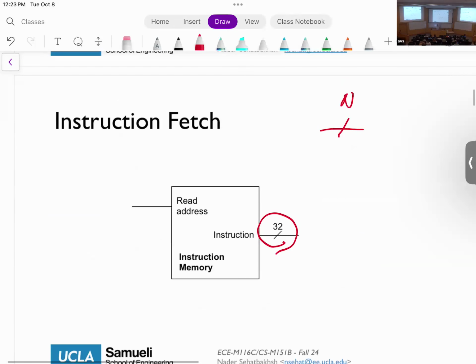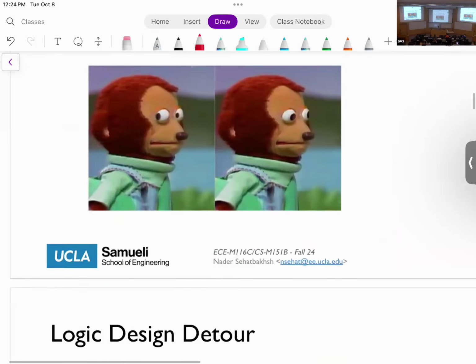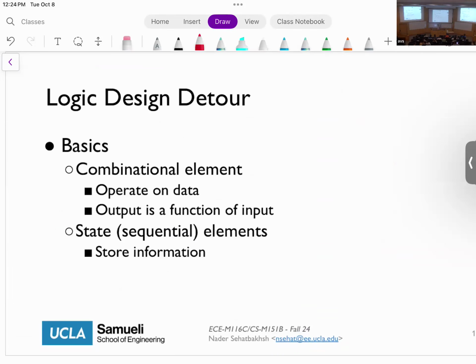So you may also wonder how the reading process works. This is a quick detour on logic design. This is what you've learned in your M51 or M16. And again, Tia is probably going to quickly go over the logic, like sequential and combinational logic and all. But let me quickly talk about this as well. If you remember in your logic design class, you had essentially 2 elements in your logic. You have what we call combinational elements, and you have what we call sequential elements, okay?